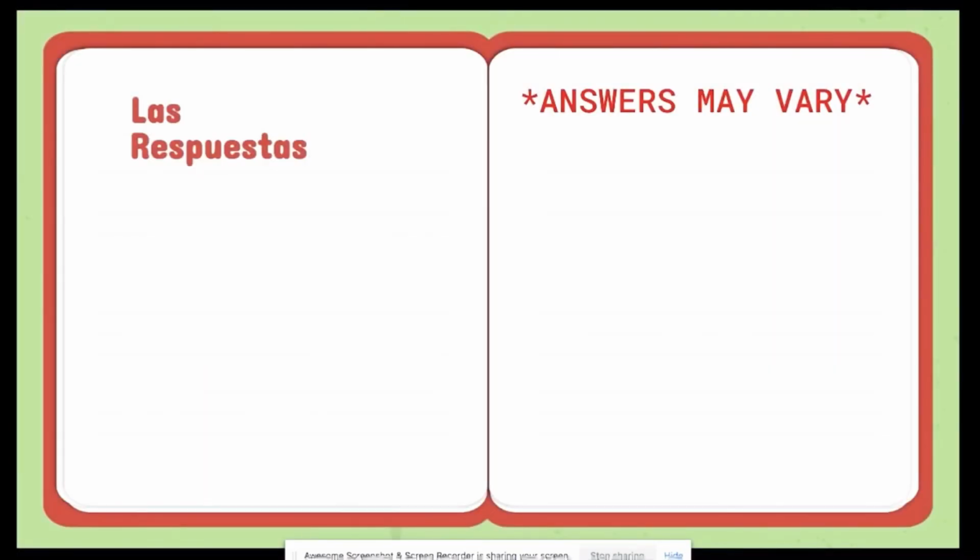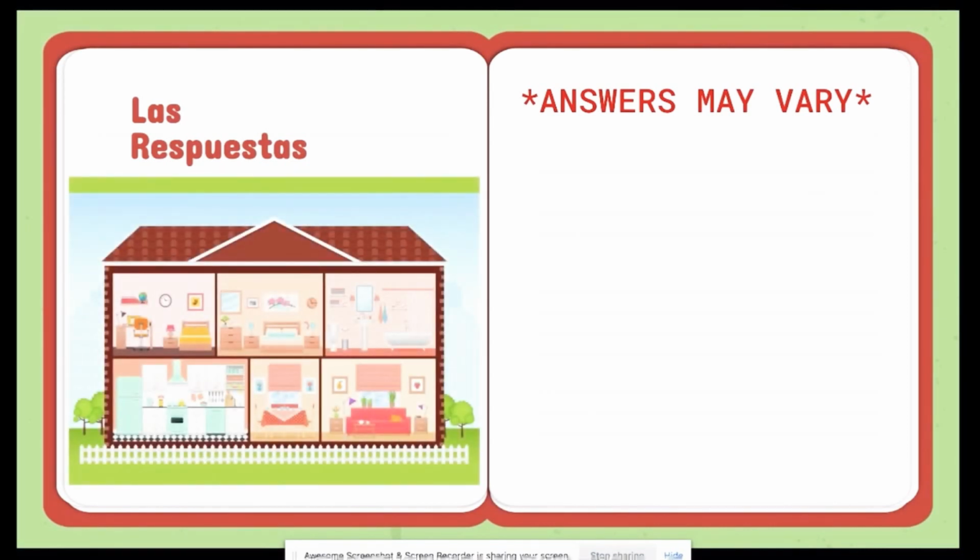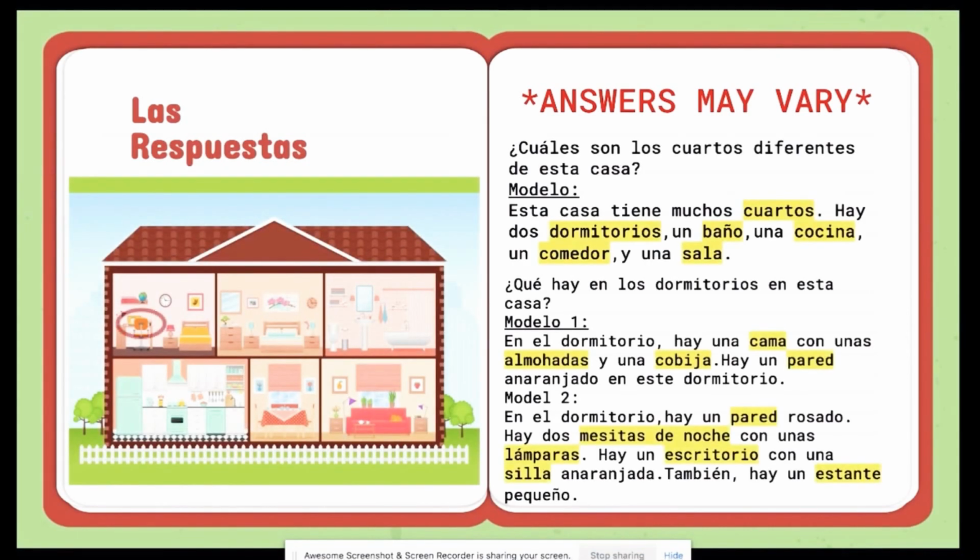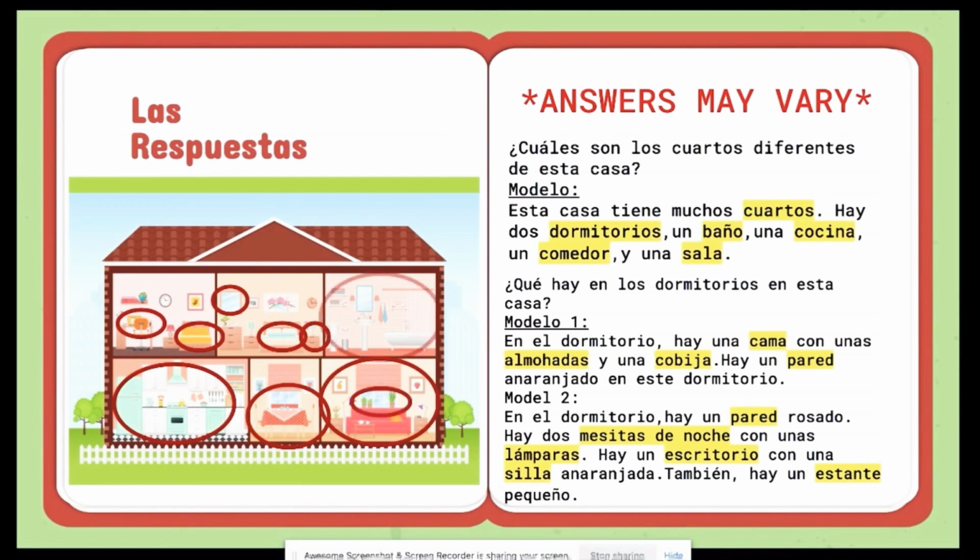Okay, las respuestas. So here's our amazing picture, and here's everything I came up with. Here are all the components that I could find. So let's go to our model answers over here. ¿Cuáles son los cuartos diferentes de esta casa? Modelo. Esta casa tiene muchos cuartos. Hay 2 dormitorios, un baño, una cocina, un comedor y una sala.